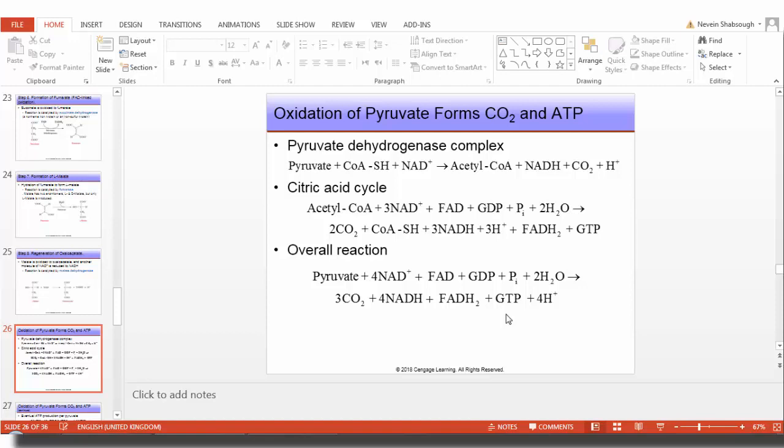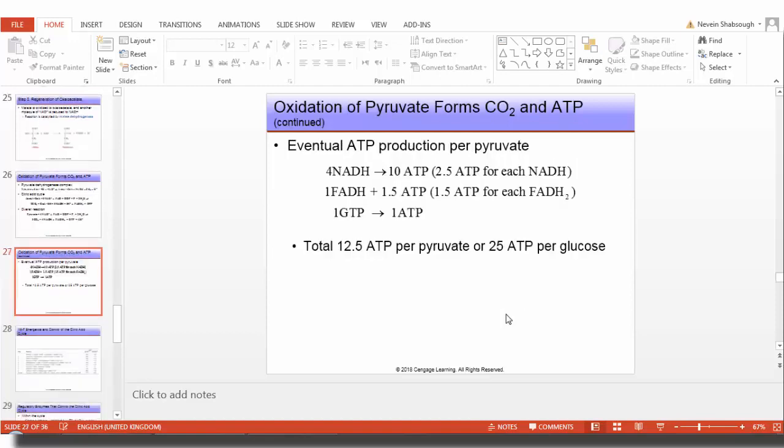Now these, as we will see, give the eventual ATP production per pyruvate. The 4 NADH will produce 10 ATP, 2.5 ATP for each NADH oxidized in the electron transport chain. The 1 FADH2 produces 1.5 ATP when oxidized in the electron transport chain, and the 1 GTP is equivalent to 1 ATP.